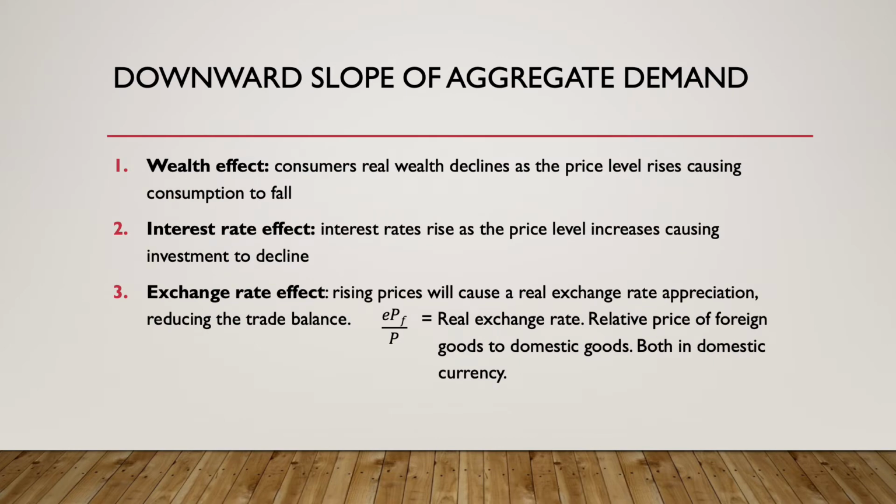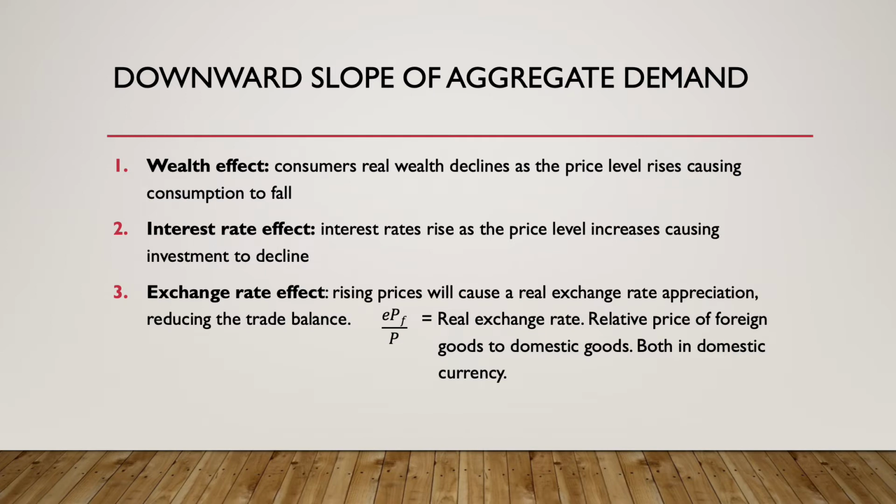We've just shown you how to construct the downward slope of aggregate demand, and I want you all to be very familiar with the key reasons that are motivating that explanation. So as the price level changes, it triggers three primary effects. The first one is called the wealth effect, and this is when consumers' real wealth declines as the price level increases, and this causes consumption to fall. The second, more obvious one from our previous exposition is called the interest rate effect. Interest rates rise as the price level increases, causing investment to decline.